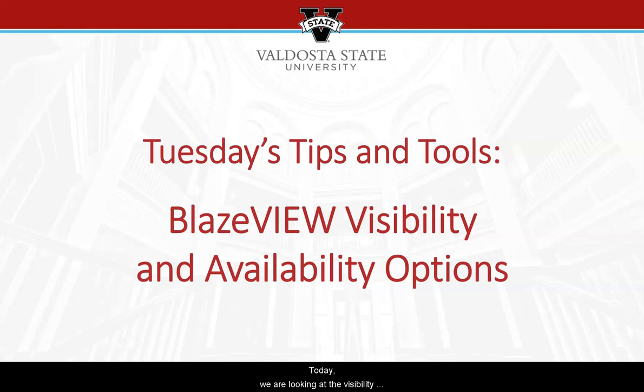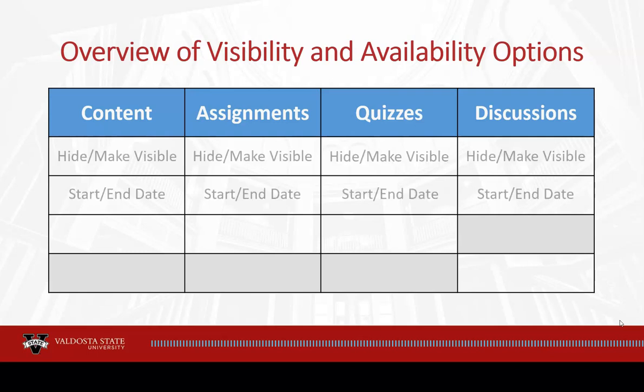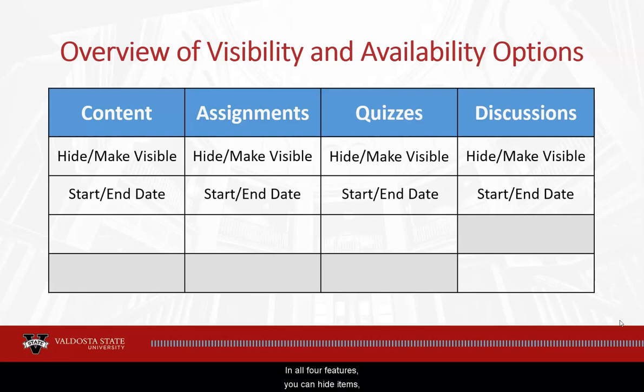Today, we are looking at the visibility and availability options in BlazeVIEW that can help you and your students set pacing and time management goals for your course. We will examine 4 BlazeVIEW features: content, assignments, quizzes, and discussions. In all 4 features, you can hide items, make them visible, set start dates, and set end dates.